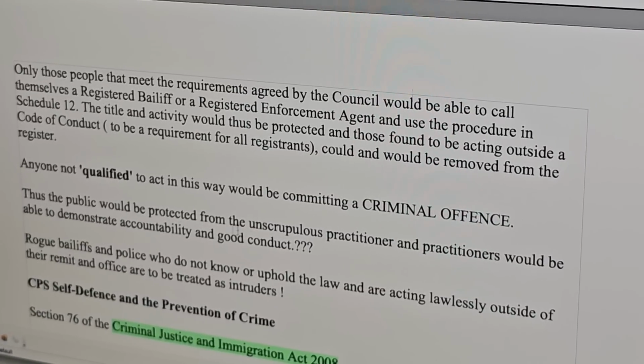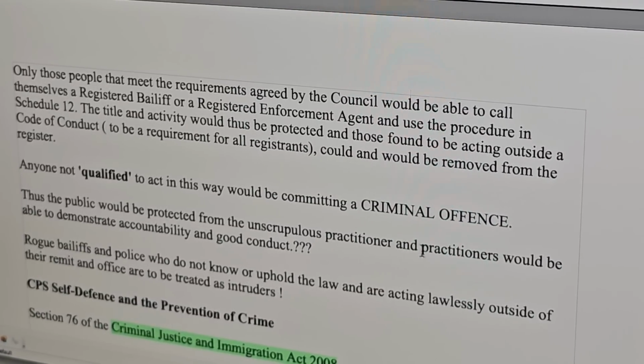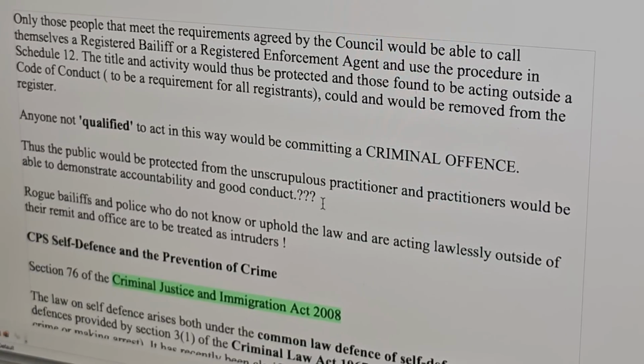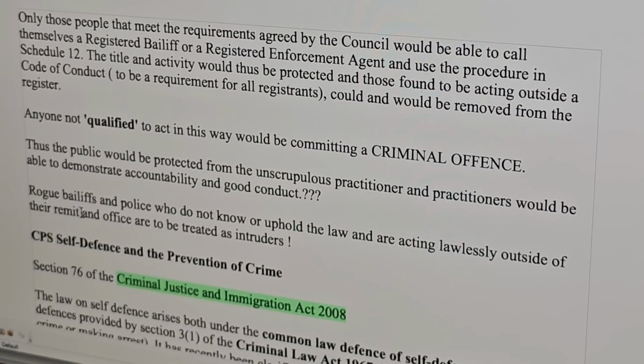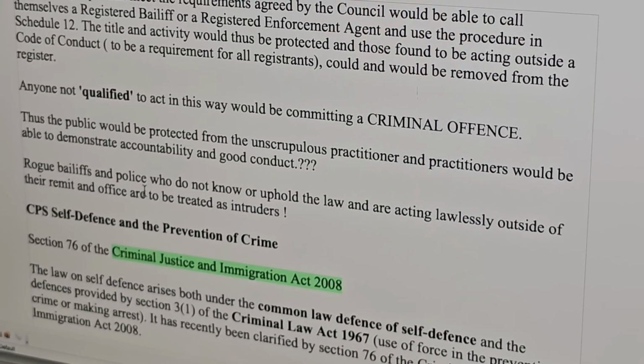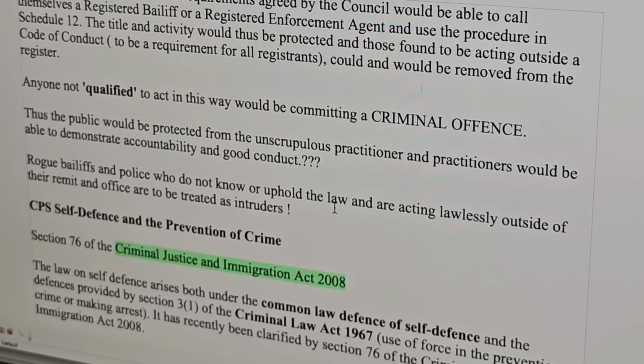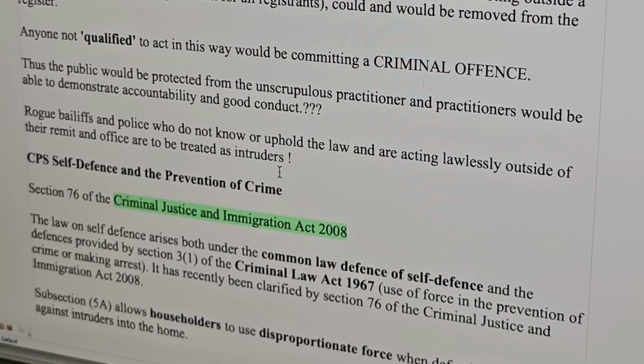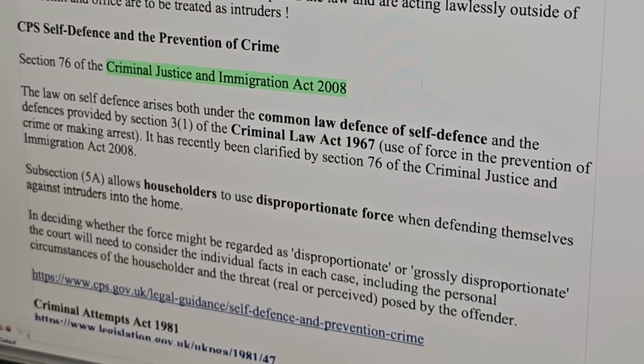Thus the public would be protected from the unscrupulous practitioner, and practitioners will be able to demonstrate accountability and good conduct. Yeah, good luck with that one. So rogue bailiffs and police who do not know or uphold the law and are acting lawlessly outside of their remit and office are to be treated as intruders. This is quite an important one.